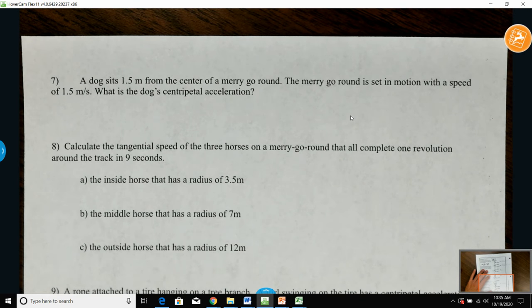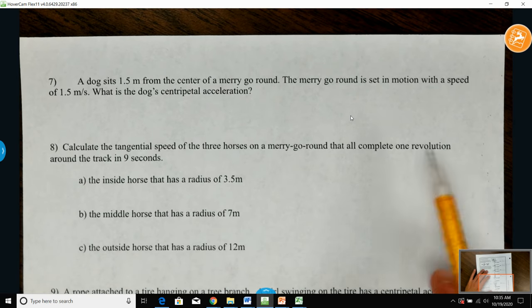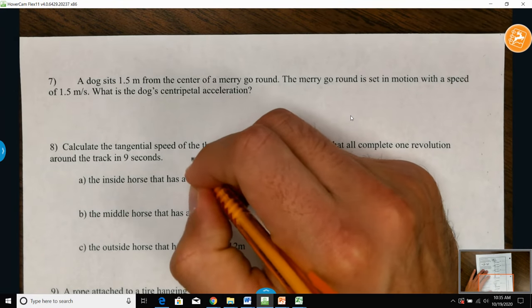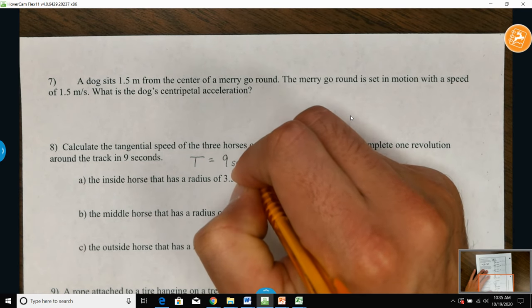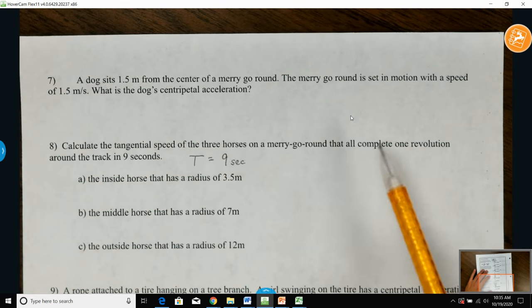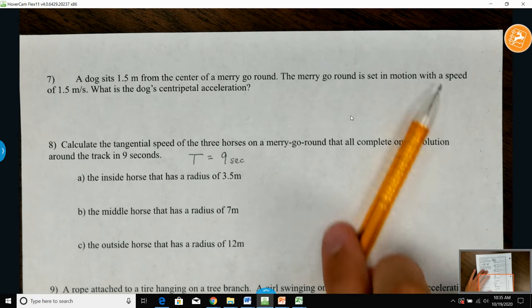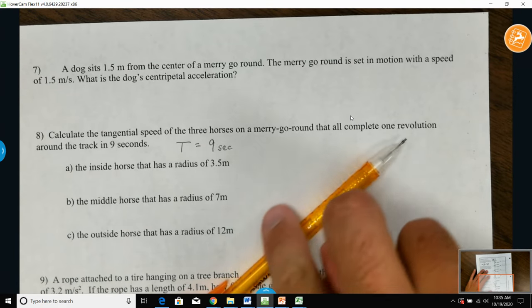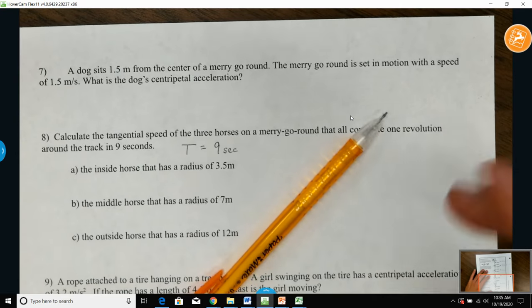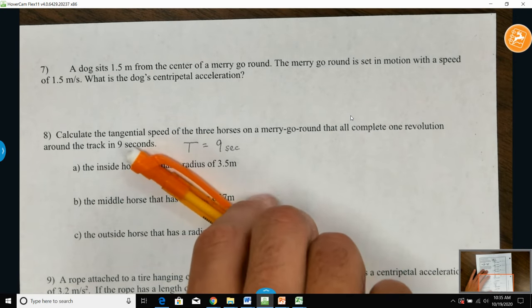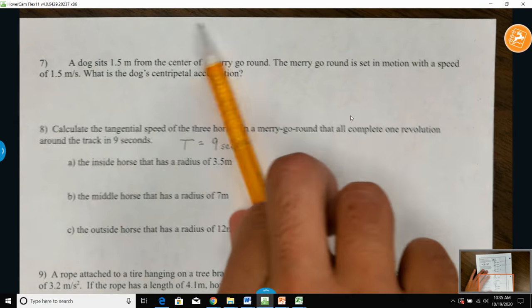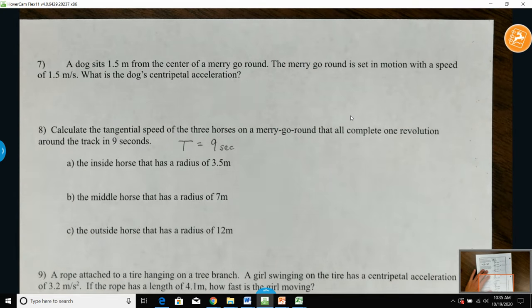Okay, so the fact that they complete 1 revolution in 9 seconds means that the period of these is just going to be 9 seconds. Now, that's all 3 horses on the same rung or same pole, like I looked at in the notes, and they all are going to move at the same rotational speed. So they're all going to make the same number of turns, laps, revolutions.